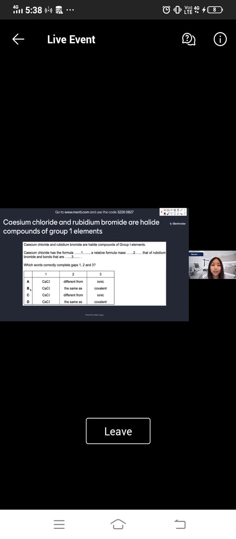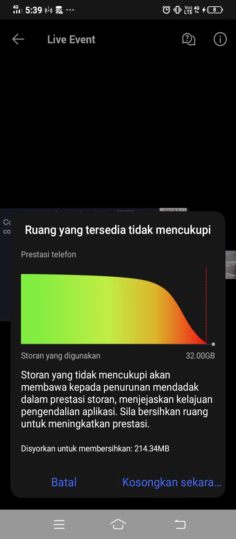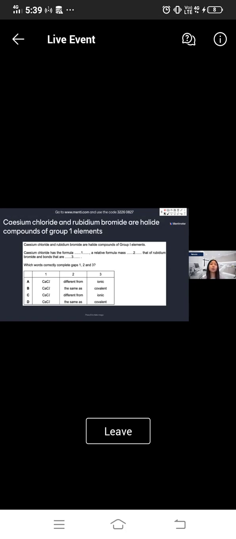So now the answer is either C or D. Next, we're going to look at number 2, relative formula mass. You don't need to look at the periodic table for this. All elements have different atomic masses. So we're comparing cesium chloride with rubidium bromide. The chances of them having the same relative formula mass is very slim.